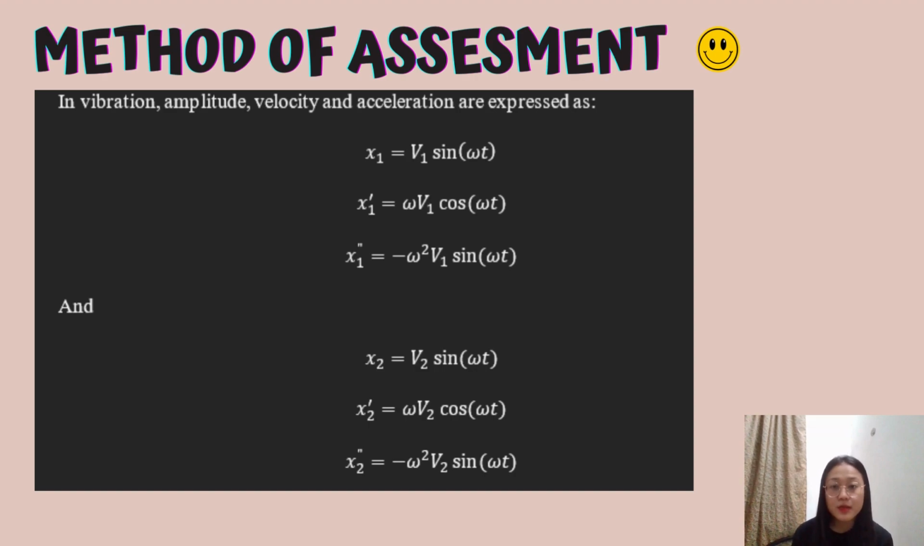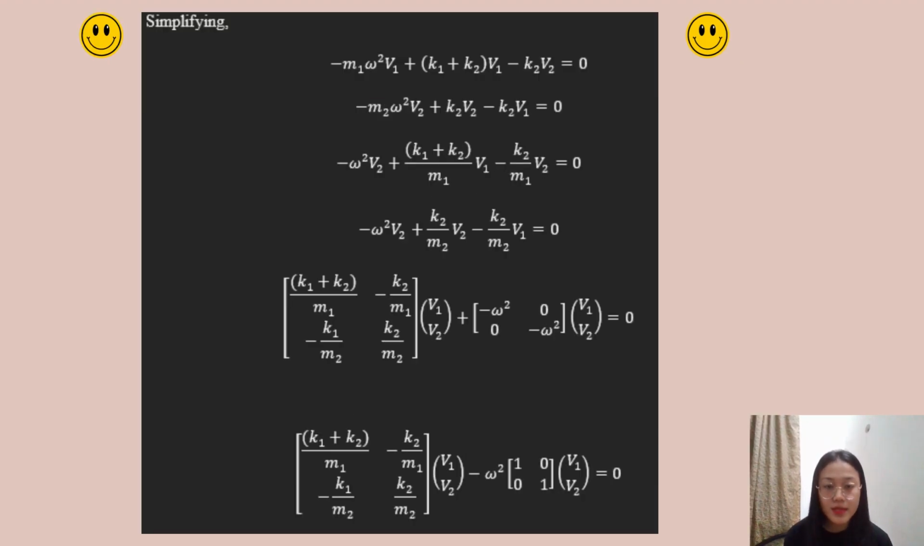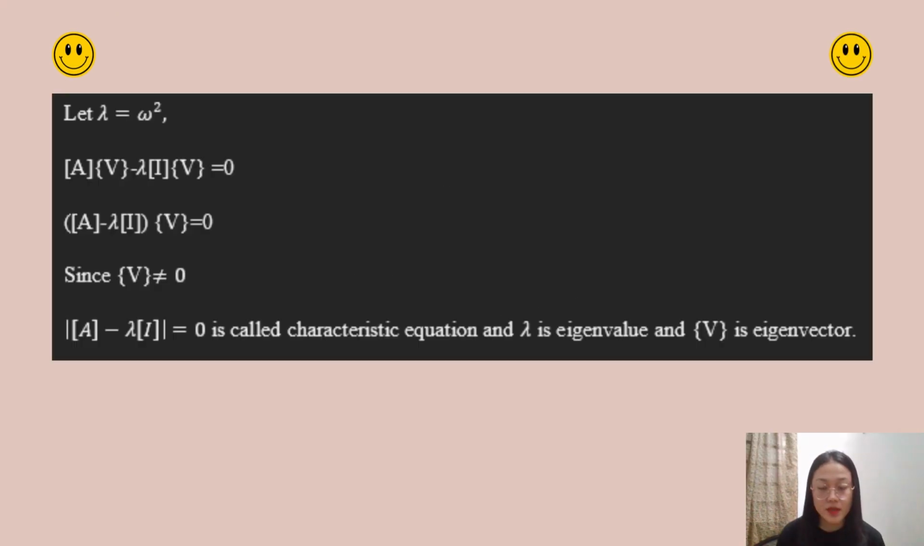In vibration, amplitude, velocity, and acceleration are expressed as this equation. You can see the equation with x1 and x2. Simplify all the equations like this and go to the matrix equal to 0. Let lambda equal omega square and the equation equals 0. Since V is not equal to 0, this is called the characteristic equation, and lambda is the eigenvalue and V is the eigenvector.